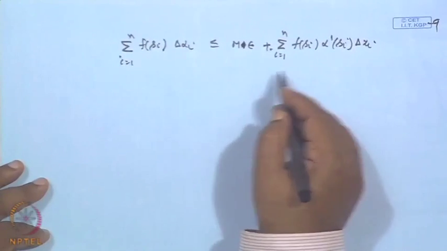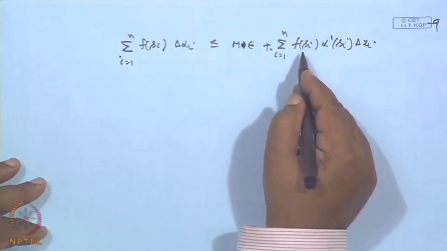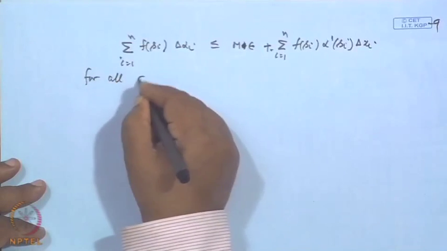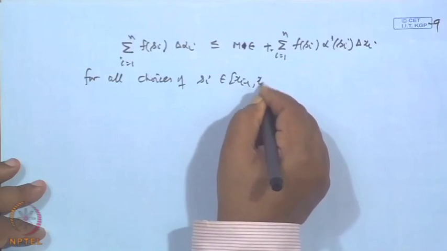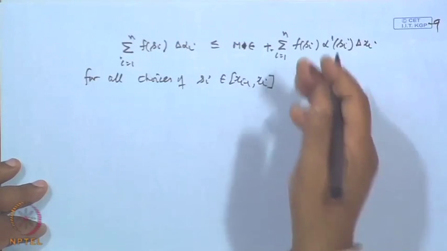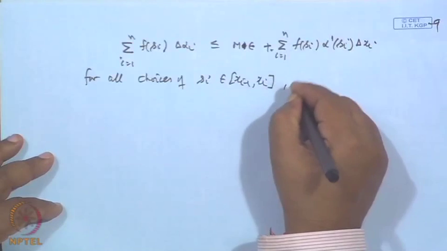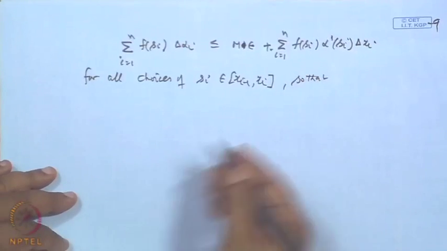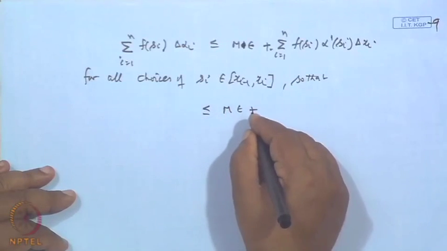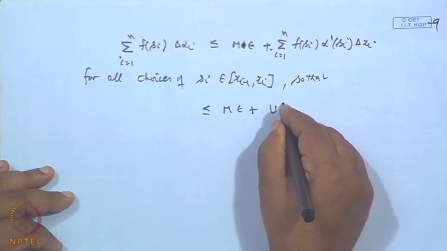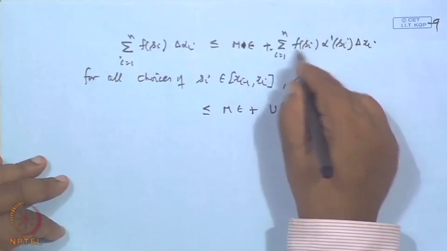Now, this is true for what? For every i and s. So if I replace this by the upper sum of this, so for all choices of s_i which is in x_{i-1} to x_i, this result holds. So you take the upper bound for this. Once you take the upper bound, we get what? This is less than or equal to m epsilon null plus the upper bound of the function f alpha dash, because this is the f alpha dash function. So replace this by its maximum value.